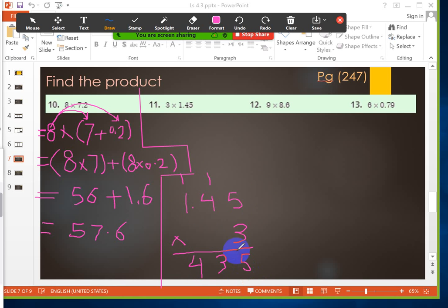Almas? Look, the decimal point here, I have after it 2 digits. That means I have to move the decimal point 2 digits, so it will be between 4 and 3. So the number will be 4.35 hundredths. Thank you, Almas, so much. So the answer for this will be 4.35. Okay, thank you, girls.